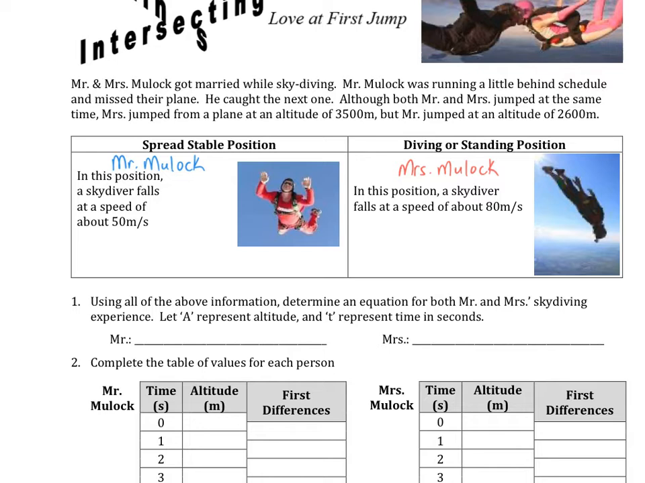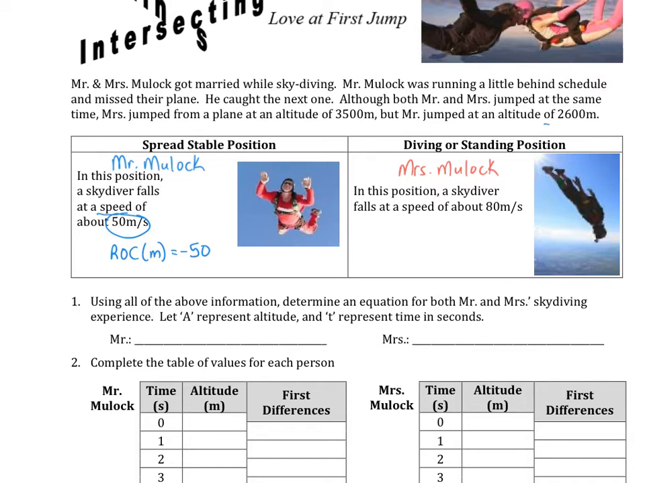So for Mr. Mulock, he is falling at a speed of 50 meters per second. Now remember, speed is similar to rate of change, but speed doesn't take the direction into account. So the rate of change here, which we call the m, is actually negative 50. So remember, speed is not exactly rate of change. Speed is just the positive number. It doesn't take the negative into consideration. So because they are decreasing their altitude, his rate of change is negative 50.